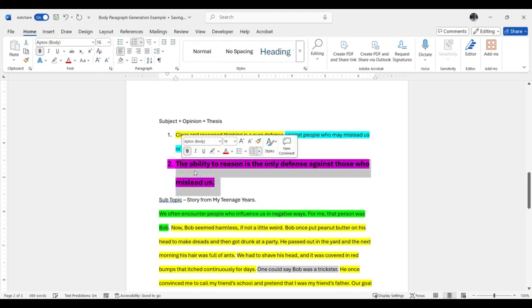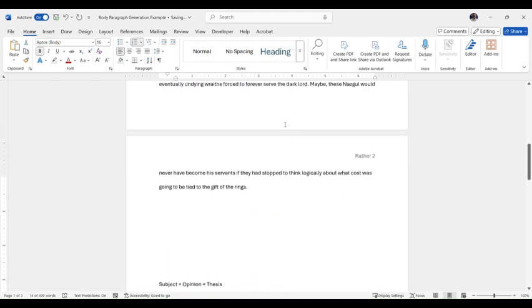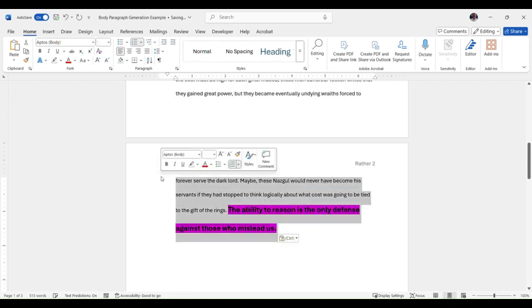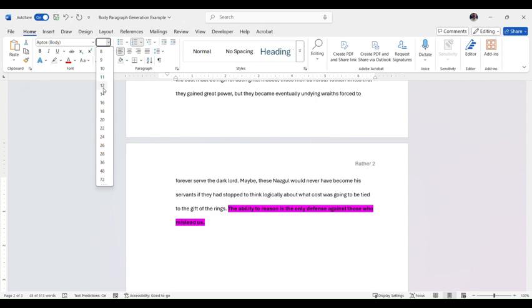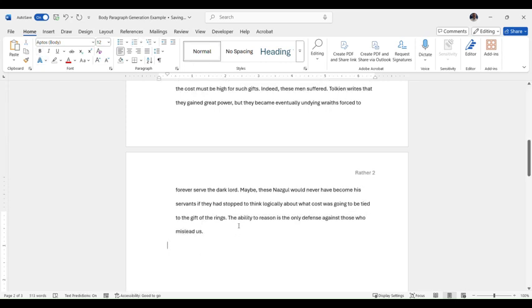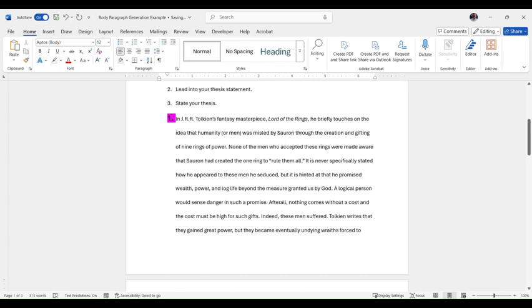I can use this statement here, plug it in. I'm going to bring it all down to 12 point and remove the highlighting so it looks like a seamless piece of writing, and remove the bold. And there we go. That's an introduction. That's all there is to it.